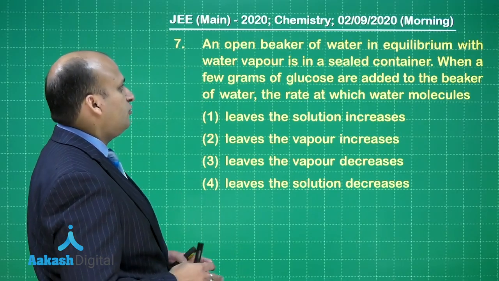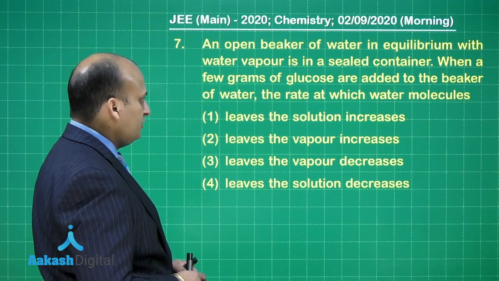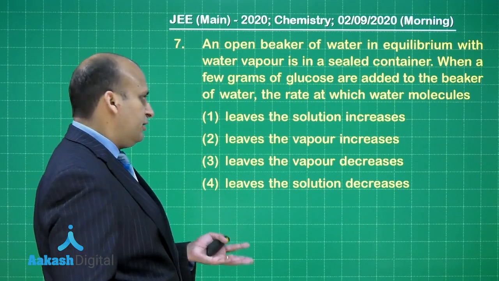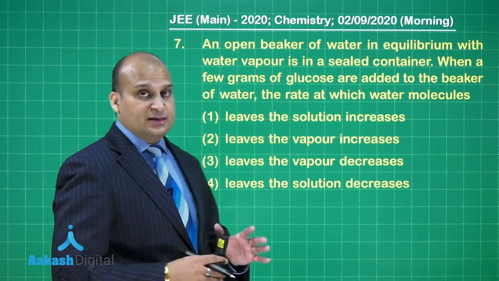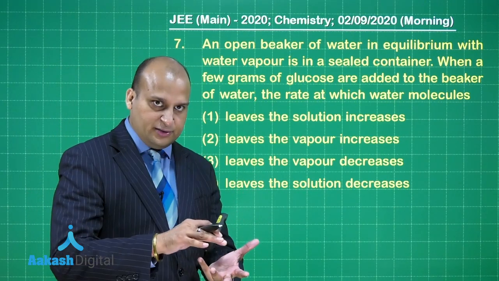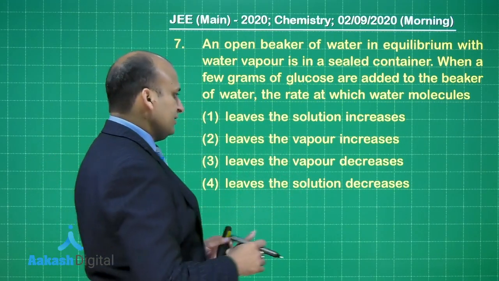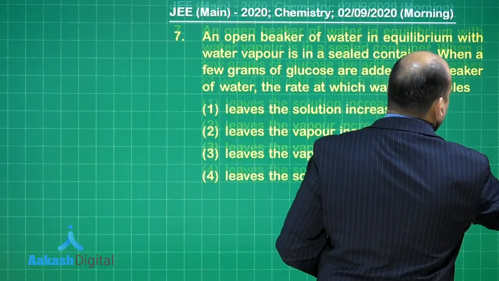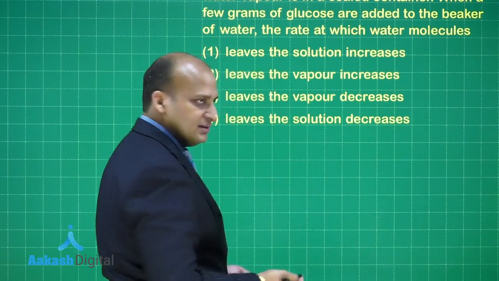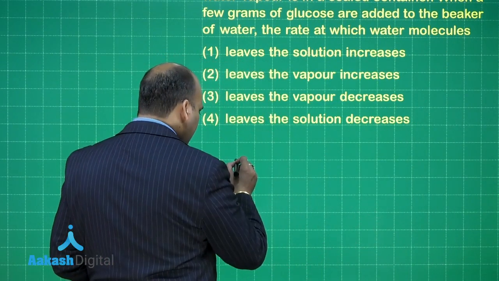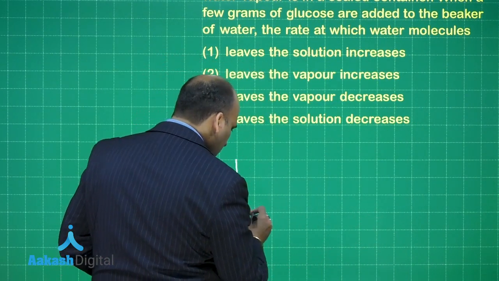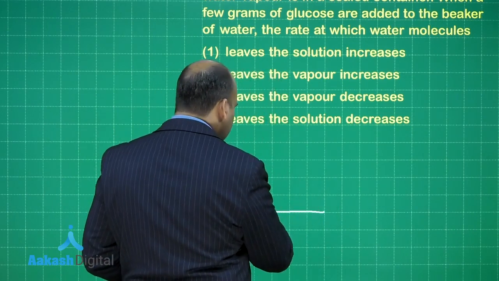An open beaker of water in equilibrium with water vapor is in a sealed container. Okay, so he says that there is an open beaker with water inside, which is placed inside a sealed container. If I had been in your place in the examination hall, I would have made this diagram. It always helps and it doesn't take much time.